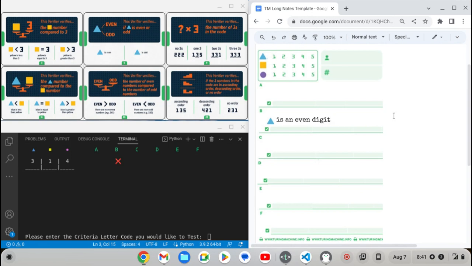And since it is even, obviously it can't be an odd. So let's go ahead and cross out 1, 3, and 5. Next, I'd like to find out a little bit about the ratio of even to odds. So let's go ahead and test criteria card E.